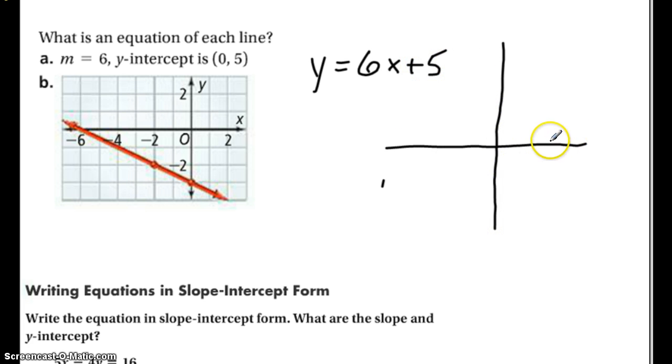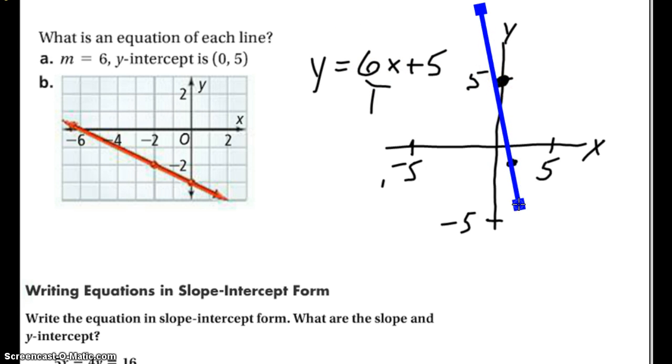My y-intercept is going to be 5. So I'm going to go onto my y-axis and put my little dot right there. And then I'm going to go down 6 over 1. Down 6 over 1. That's my next point because that's my slope. And I get to draw myself a handy dandy little line through those 2 points. Let's use a different line. This one's going to be a lot better.